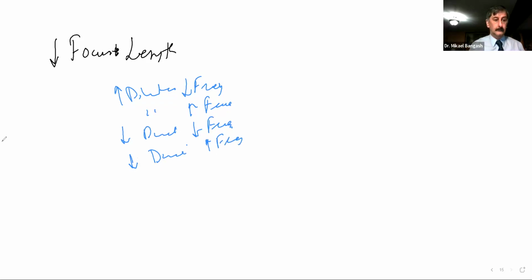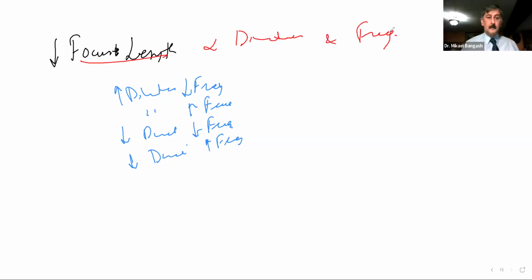So what are we looking for? The lowest focal length, which we know is directly proportional to both diameter and frequency. So lowest focal depth, directly related, means lesser diameter, lower frequency. So lesser diameter, lesser frequency, C as in cat.